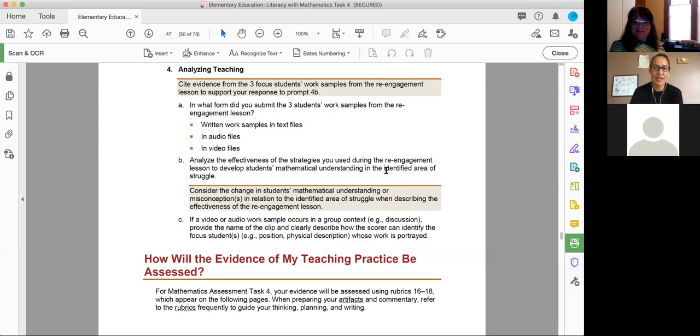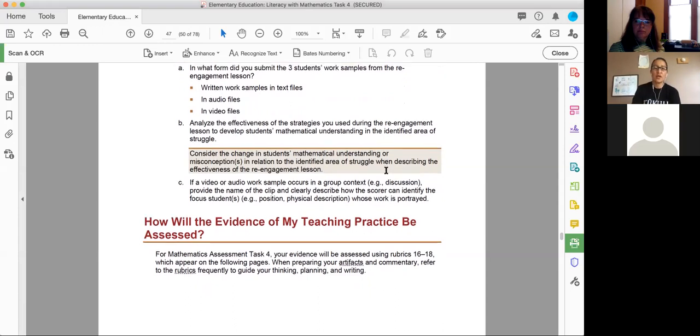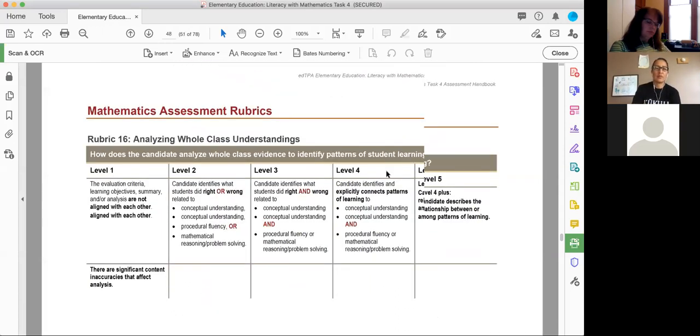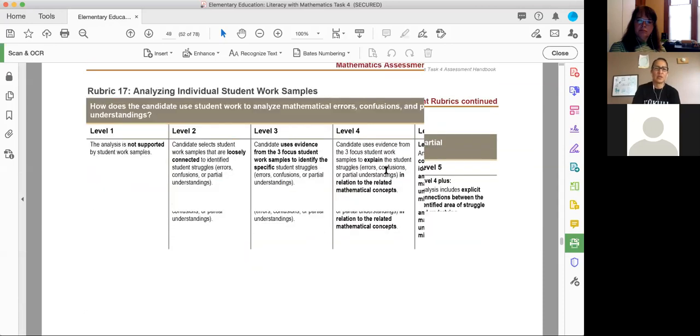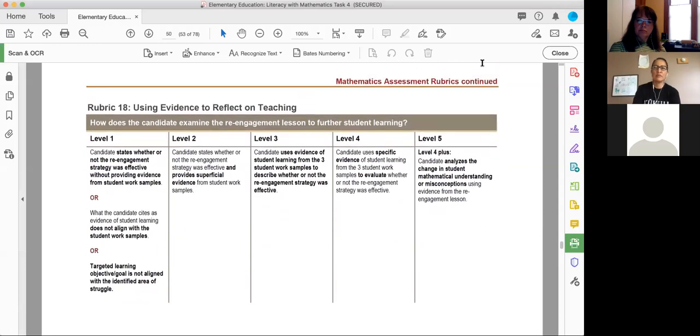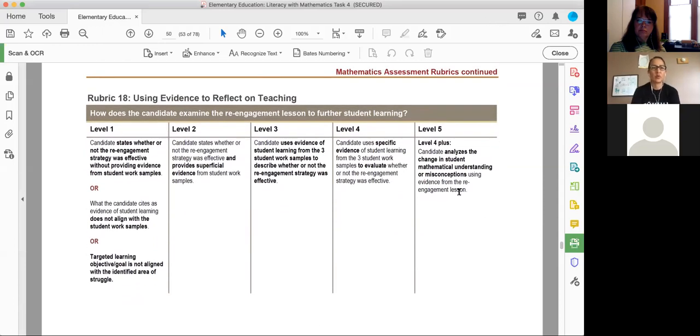And then C, in a video or audio work sample, if a video or audio work sample occurs in a group context, like a discussion, again, you just want to make sure you identify your students that you're using, okay? So for this analyzing teaching, you only want to focus on those 3 students, okay? Even if you include the whole class in this re-engagement lesson, you're just writing about those 3 students and uploading their work samples. Okay. And that aligns with rubric 18, using evidence to reflect on teaching.